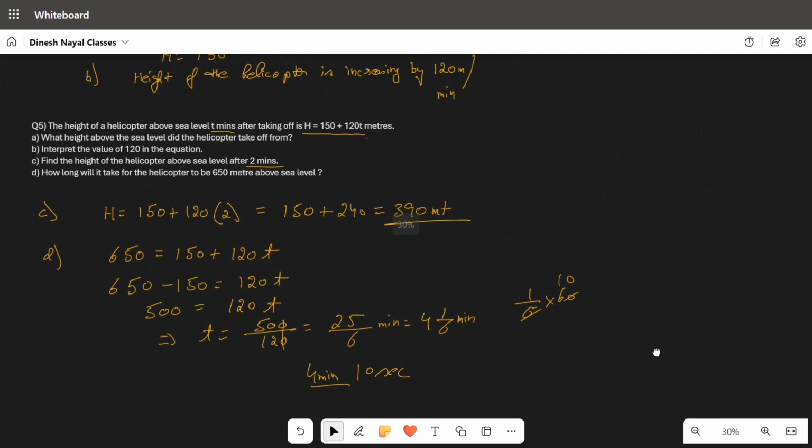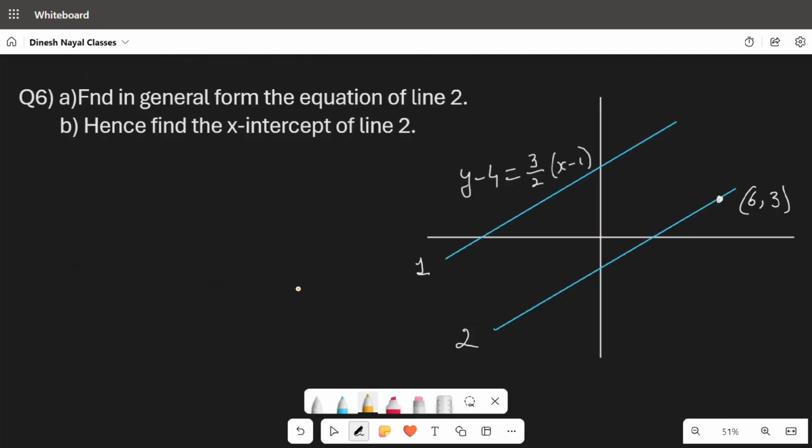Here is the whole question. Now the sixth question. Find in general form the equation of the line 2. So here you have given line 1 and line 2. So let's start with the solution.